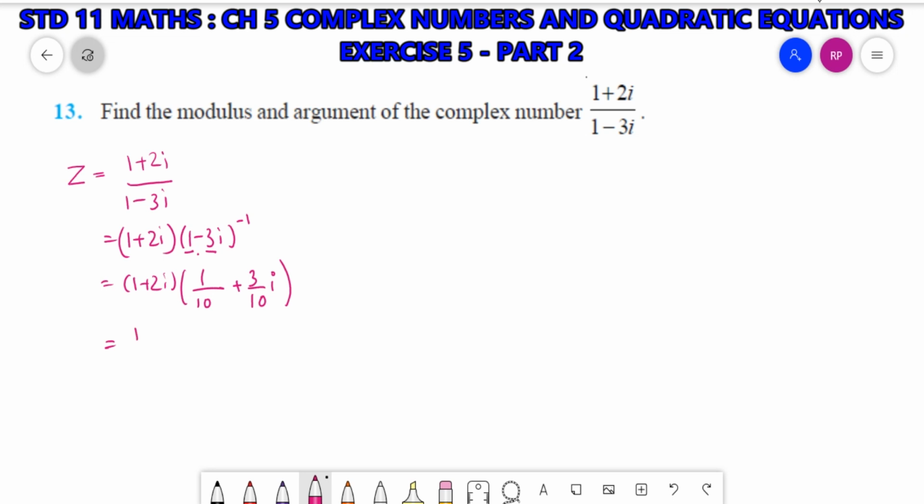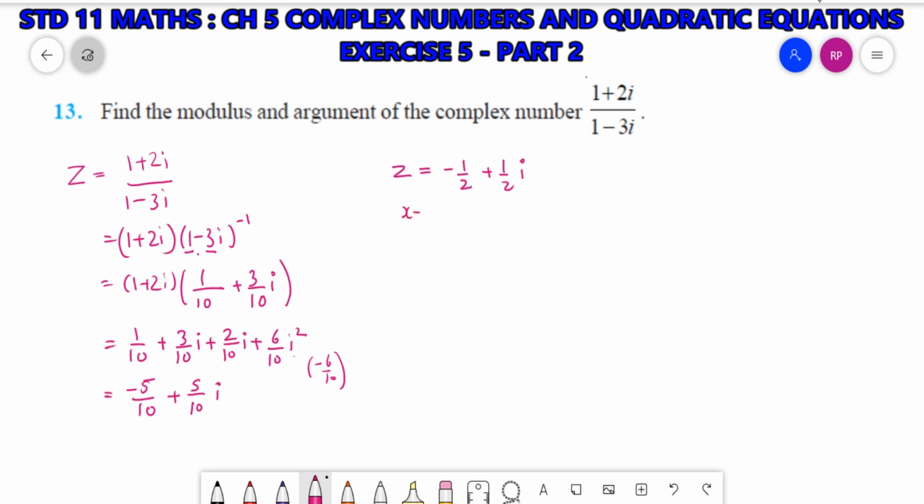And let's multiply: 1 into 1 by 10, plus 1 into 3 by 10i, plus 2 into 1 by 10i, plus 2 into 3, that is 6 by 10 i squared. So this will be equal to, now 6 by 10 i squared is minus 1, so this will be minus 6 by 10. So 1 by 10 minus 6 by 10 will be equal to minus 5 by 10, plus 3 by 10i plus 2 by 10i, that is 5 by 10i. So Z is equal to minus 1 by 2 plus 1 by 2i.